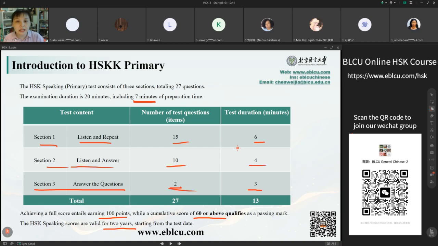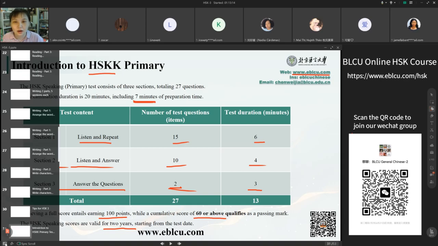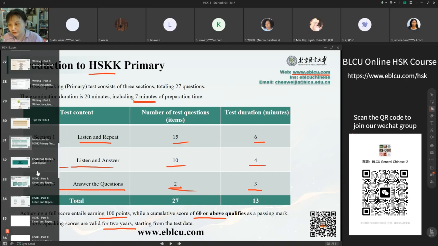So you can check our website. This is our website, www.eblcu.com/open-class, or you can go to the front page, eblcu.com, and find the open class list. And then you will find an open class that introduces HSKK, how to prepare for the HSK speaking test. From there, you can get more information about the 口语考试.